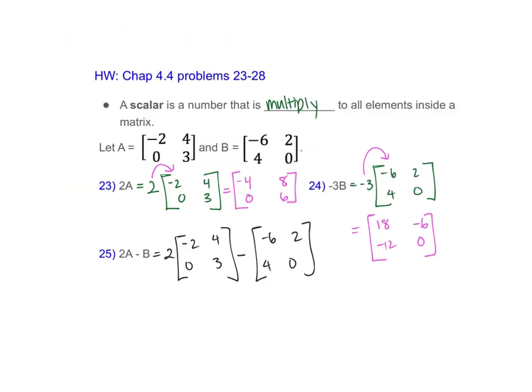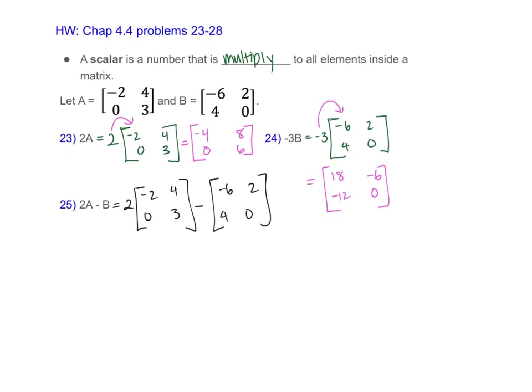And so what I'm going to do first is multiply the 2 first into matrix A. The reason why is because in order of operations, typically you want to do your multiplication before you do your subtraction, right? So in this case, I'm going to multiply the 2 in to get -4, 2 times 4 is 8, so that's an 8. And then 2 times 0 is 0, 2 times 3 is 6. And then I'll bring down the other matrix. Nothing about it has changed, I just brought it down.